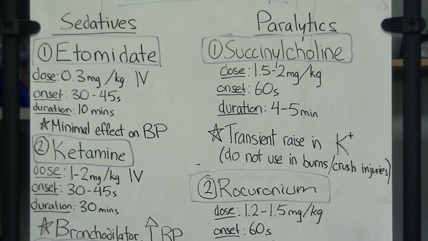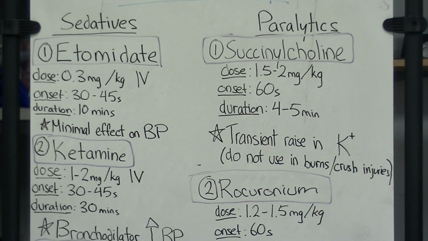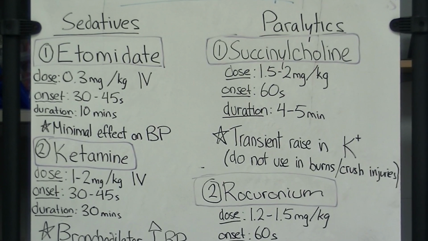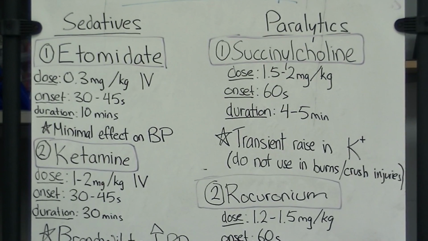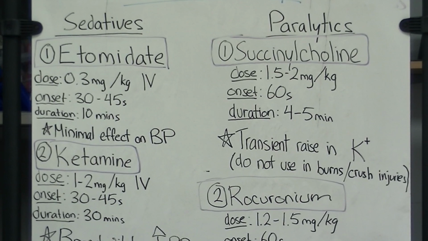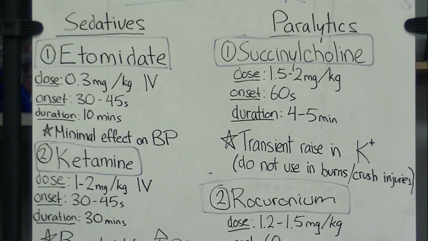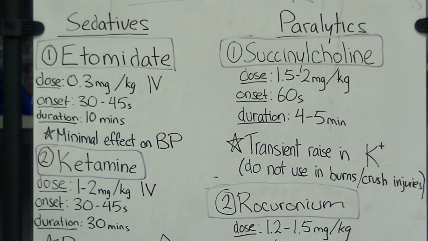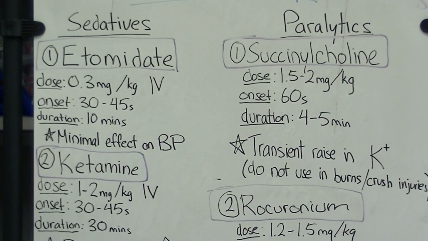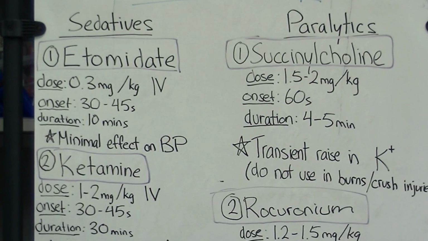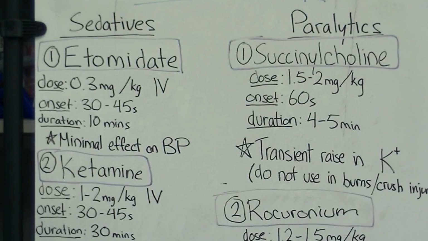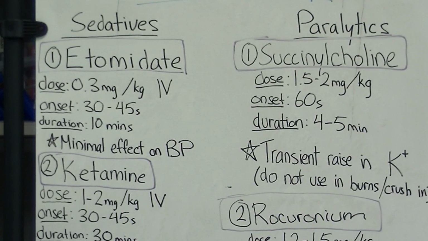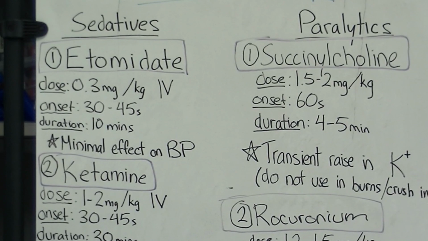Okay? The first sedative drug we're going to talk about is etomidate. Etomidate is an ultra-short-acting sedative, which makes it favorable in the ED environment. Etomidate is dosed at 0.3 milligrams per kilogram IV push, has an onset of 30 to 45 seconds, and has a duration of 10 minutes. Etomidate is useful as it has minimal effects on blood pressure, so it is good to use in hypotensive patients. Another aspect of etomidate is that it can cause adrenal suppression, which is oftentimes not clinically significant, but you may be pimped on this question.